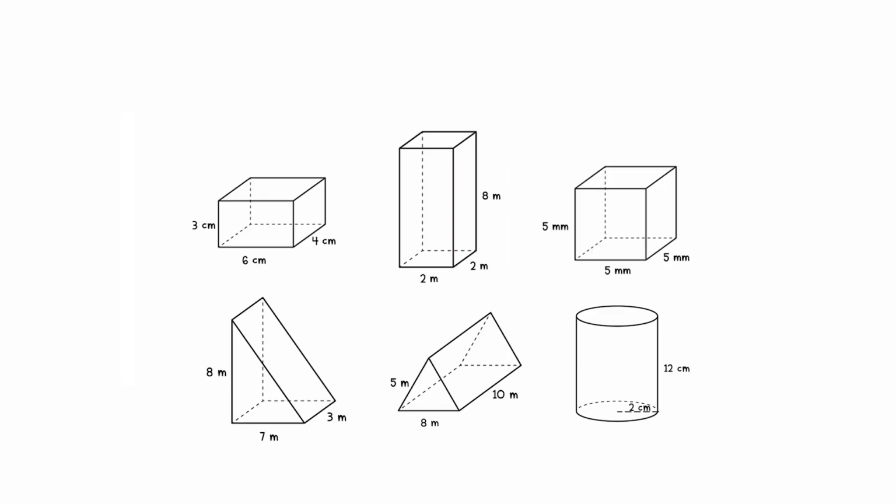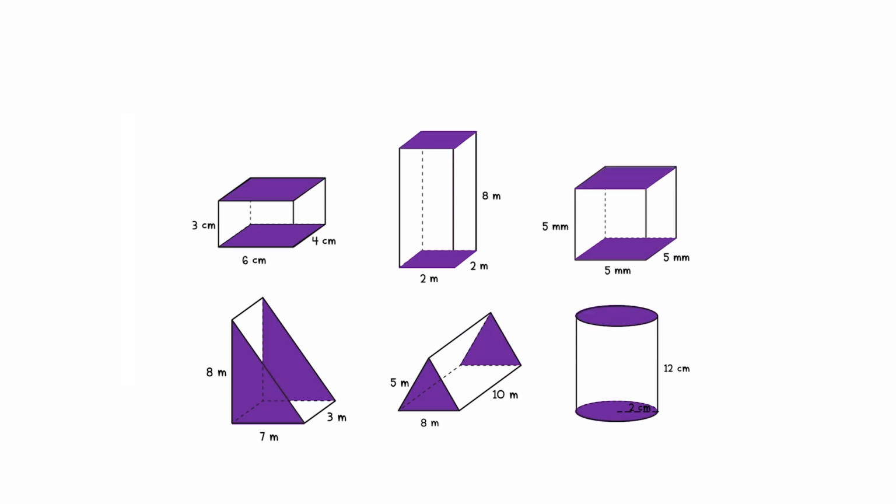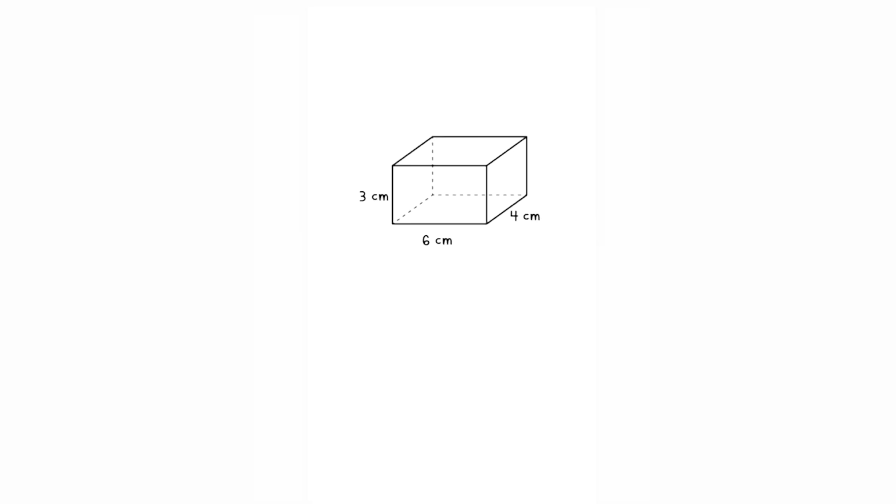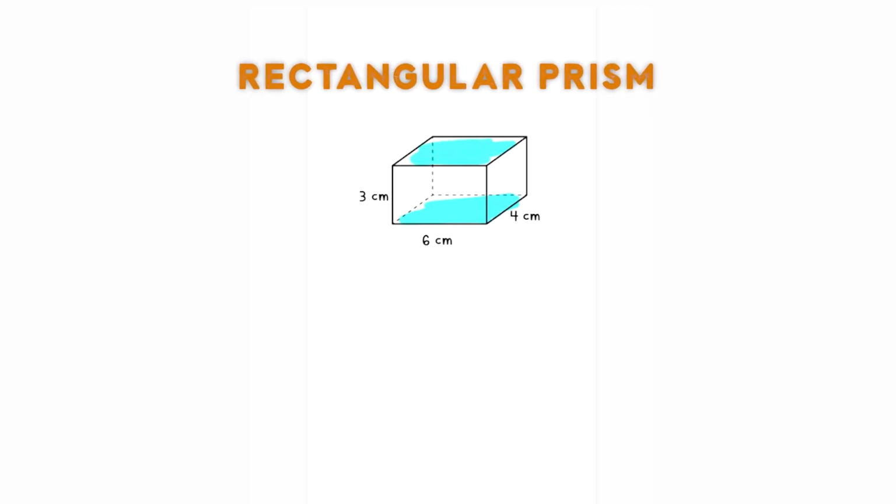Every prism and cylinder has a base, and that shape is preserved all the way through the solid. Now remember, the volume for these is the base times the height, so let's see that in action. In this first example, we can see that our base is a rectangle, and it is a rectangle through and through. So that makes this shape a rectangular prism.